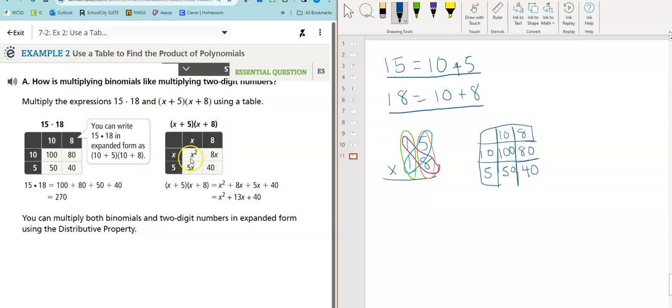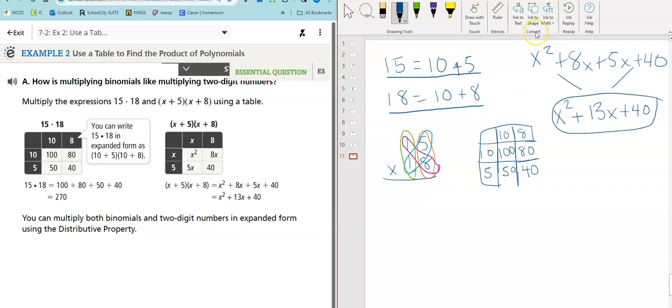X times x is x squared. 8 times x is 8x. X times 5 is 5x. And 8 times 5 is 40. Then what they do is they add them all together. So using that table, they can then put these pieces of information together. X squared plus 8x plus 5x plus 40. Combining the like terms, which are my x's, I'll get x squared plus 13x plus 40. And this is my expression, my polynomial answer.